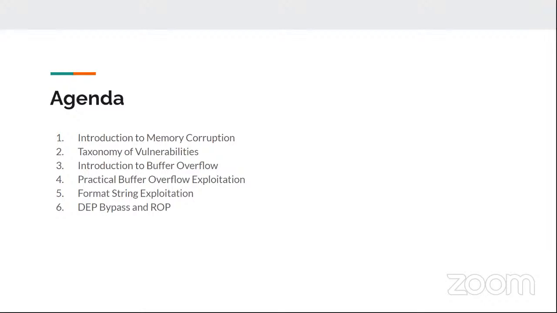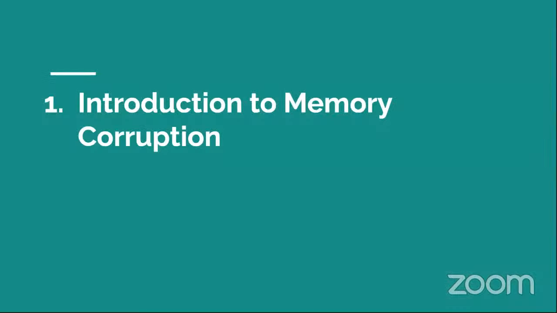And then we will be following format string exploitation with DEP bypass and ROP. We are going to discuss what DEP is and what ROP is and how to bypass DEP with ROP. So if you are not familiar with the section, there is no need to worry. We are going to cover every single thing in quite some detail. And of course, again, if you do not understand something, please ask so that while you are attending the session, it is productive for you as well as us. Okay, so starting the session with an introduction to memory corruption.